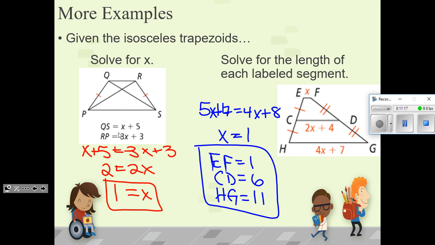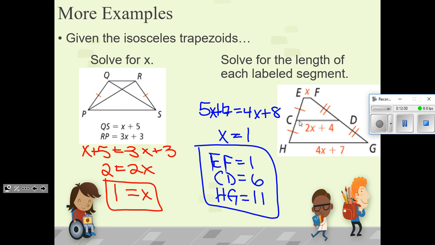Solve for x. QR is x plus 5. PR is 3x plus 3. So QS and PR, they are diagonals and they are congruent. So this diagonal and that diagonal are congruent to each other. So x plus 5 equals 3x plus 3. Subtract 3x to the other side, and then that's 2x, and then subtract this, and then 2x equals 2, x equals 1. So x is 1. So these two are equal to each other.